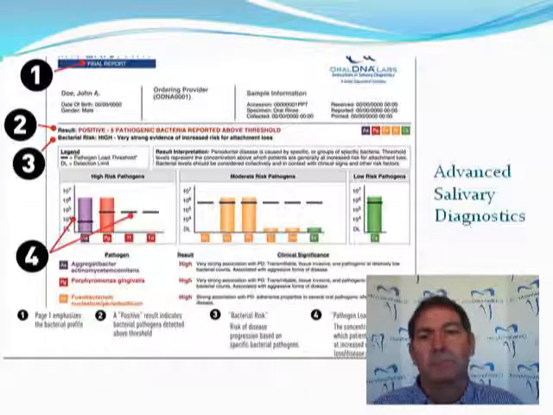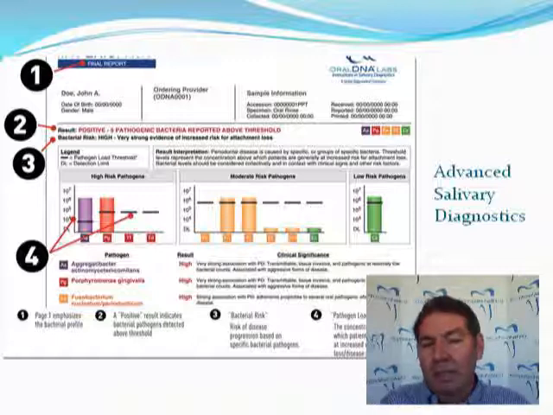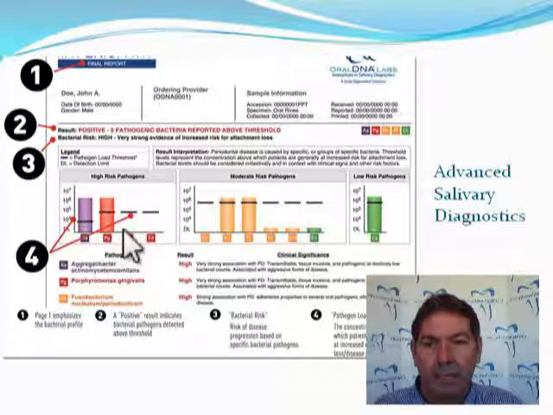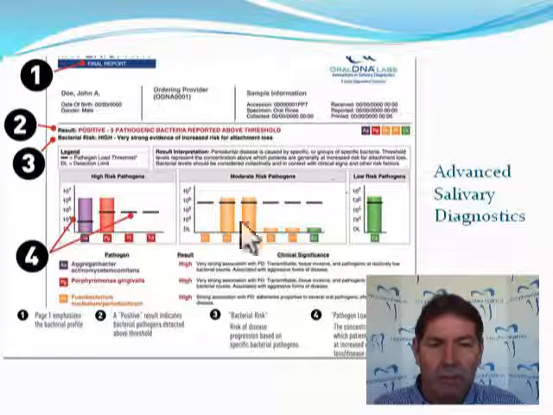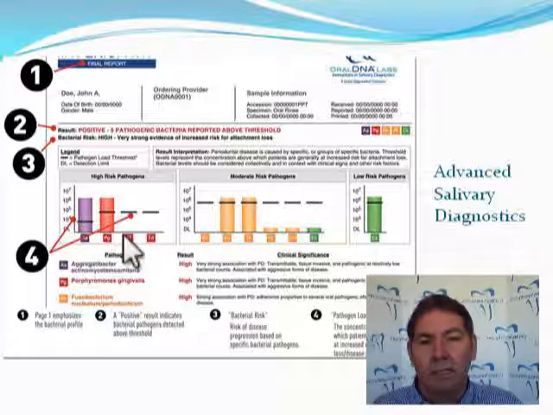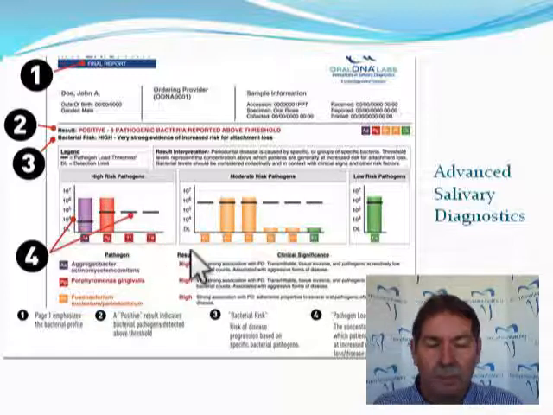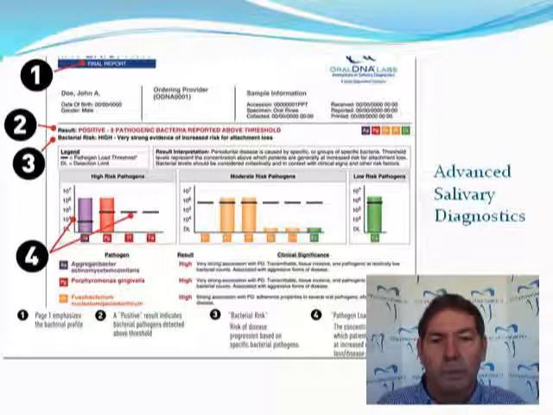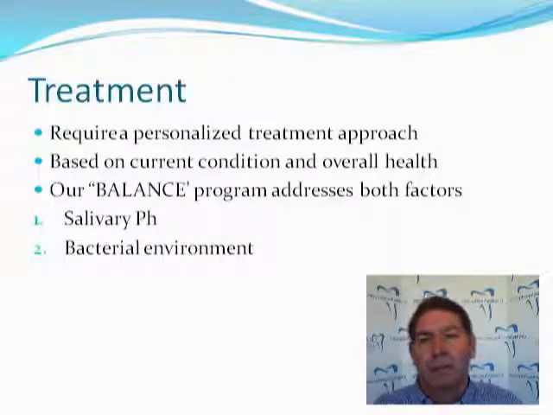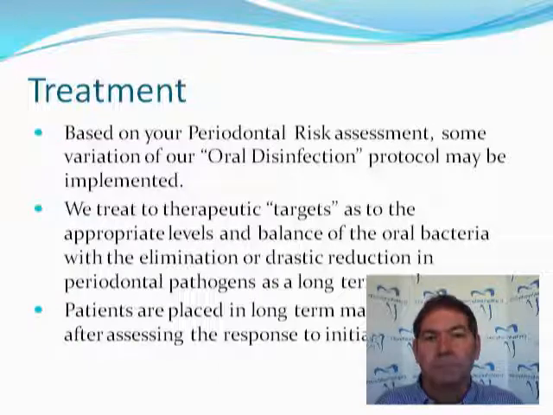This is what we call advanced salivary diagnostics, and these are oral DNA tests where we can actually identify the bad guys, high risk pathogens, medium risk, low risk, and we can measure exactly the level of these pathogens and treat accordingly to specific therapeutic targets. Okay, and once again, this requires a personalized approach based on your current condition and overall health. We want your bacteria and your saliva to be in balance.